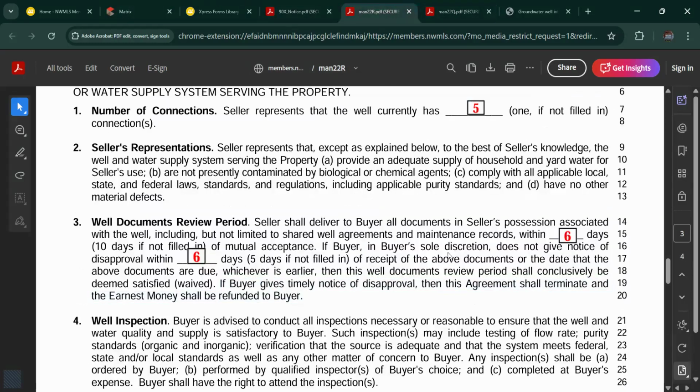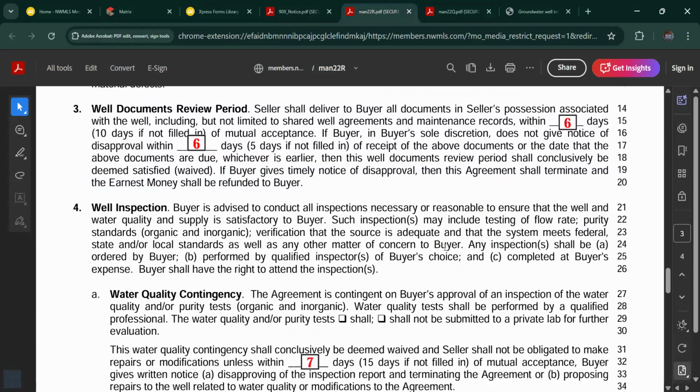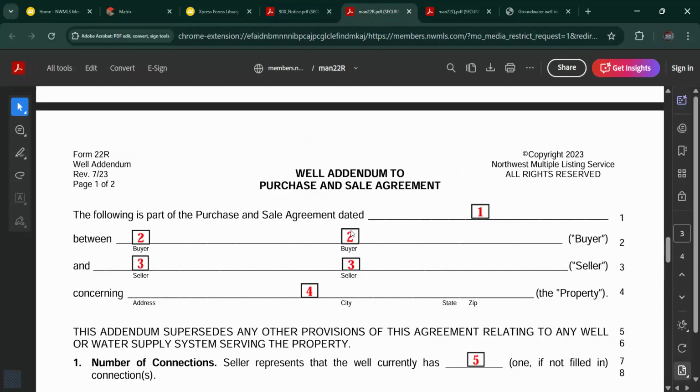Really, it could be like with an inspection, they don't like the color of the door, whatever's in there. Maybe they're like, it looks like the water levels have been dropping year by year, and I don't want to get 5 more years into this and all of a sudden find out we need to get a new well drilled. All right, so there's the review period, then number 4, well inspection. We'll get up to that one.